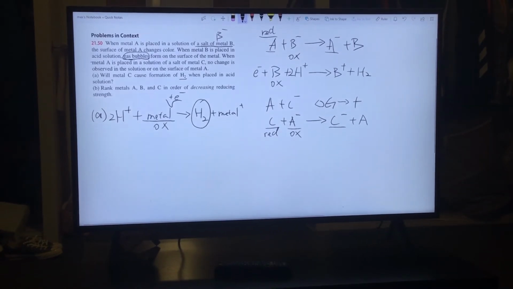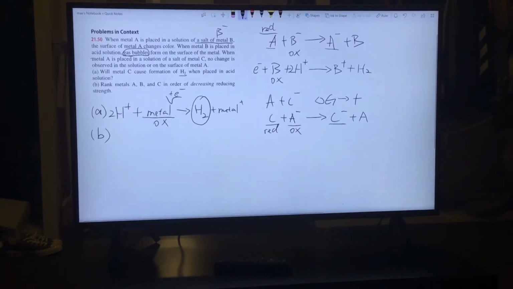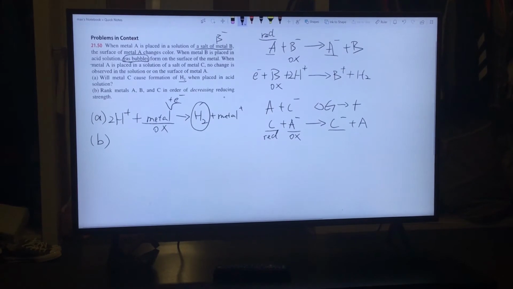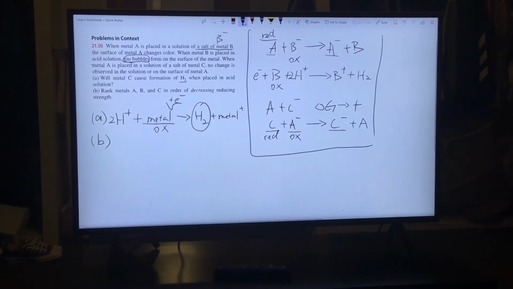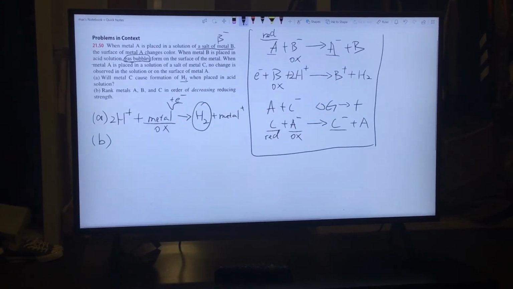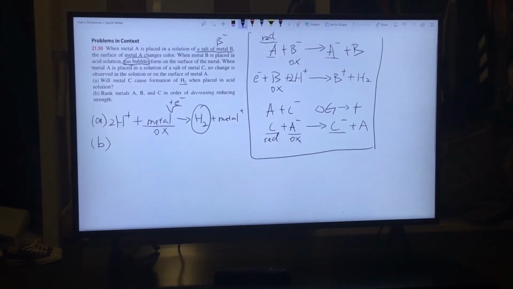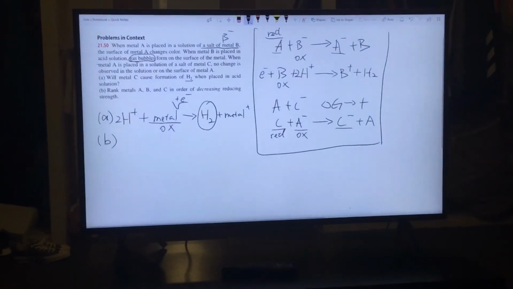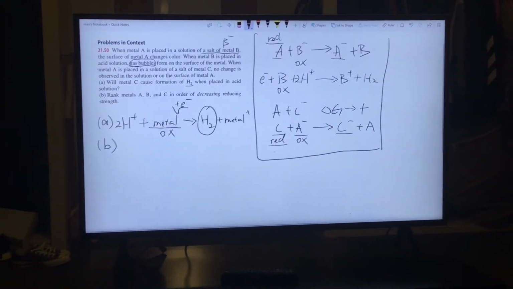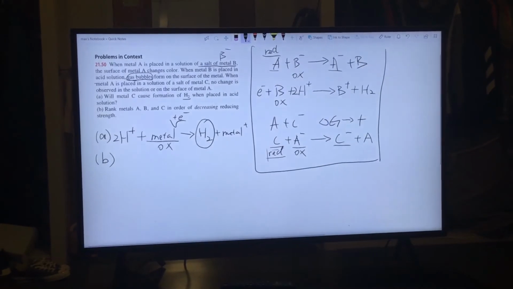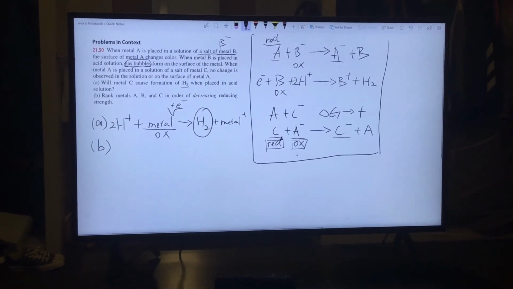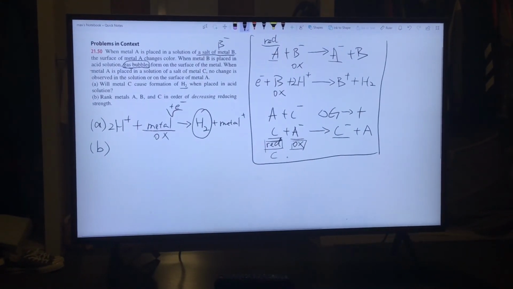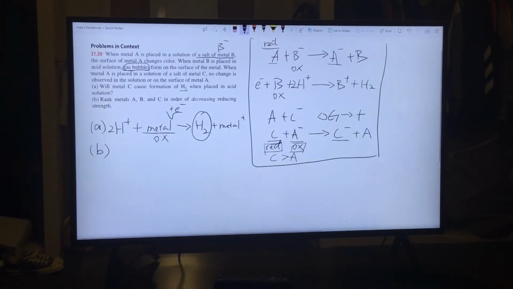And for part B of the question, rank the metals A, B, C in order of decreasing reducing strength. Let's look back at the information that we concluded from the question. So when C and A are put together, C is undergoing reduction, and A is going through oxidation. So that means C is greater than A in reducing strength.